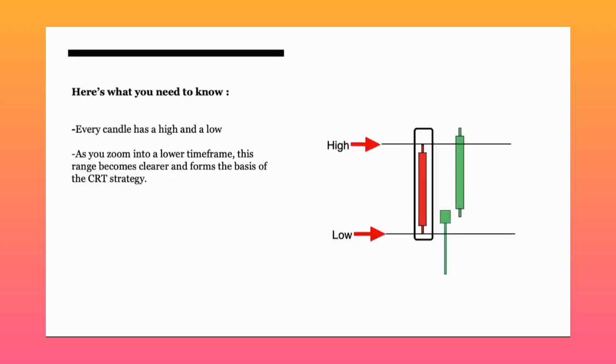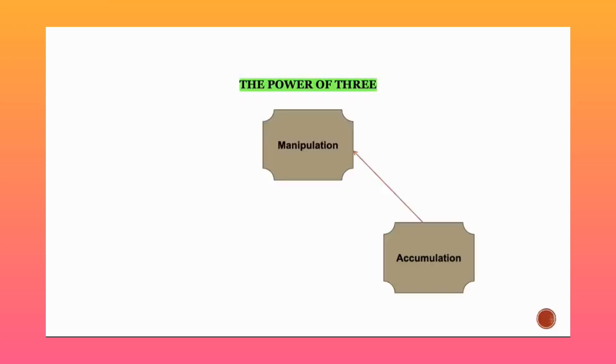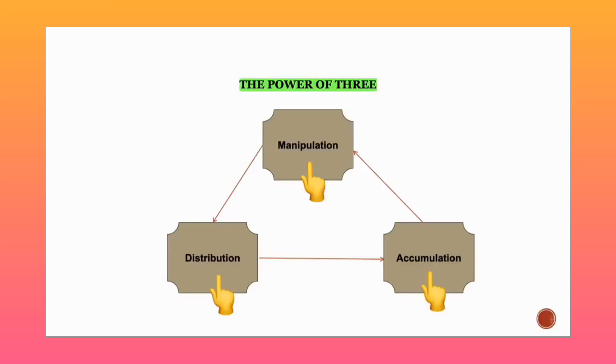Every candle has a high and a low. These points form a price range. As you zoom into a lower time frame, this range becomes clearer and forms the basis of the CRT strategy. In markets, price moves through three main phases: accumulation, manipulation, and distribution, or what we call the power of three.